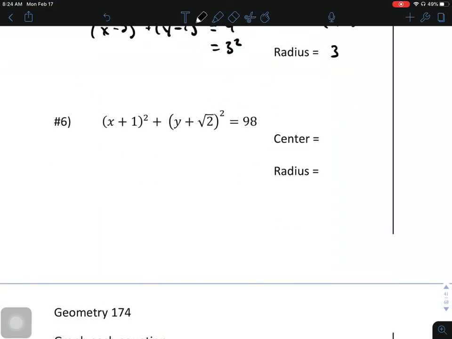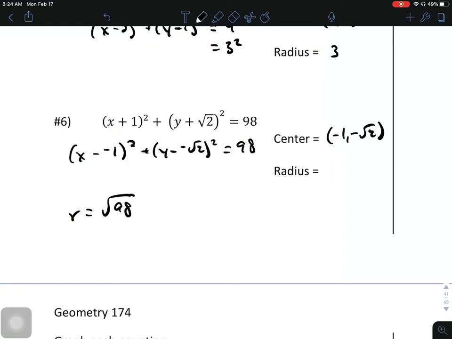Number 6. Now we're getting real tricky. We could write this as x minus a negative 1 squared plus y minus a negative square root of 2 squared equals 98. Now 98 is not a perfect square. The center for this is (-1, -√2), and the radius is the square root of the constant, the square root of 98. 98 is 49 times 2, so the radius is 7 square roots of 2.